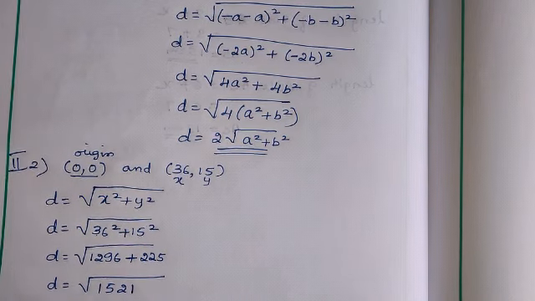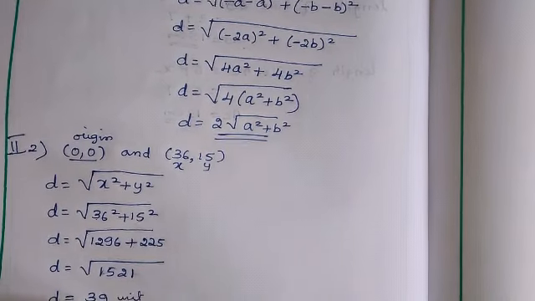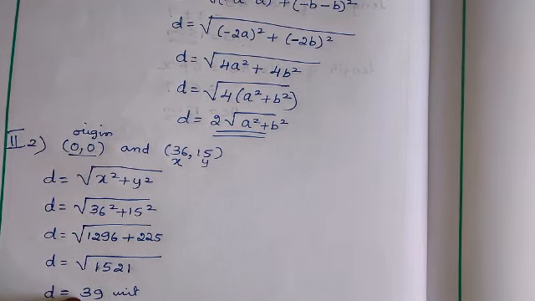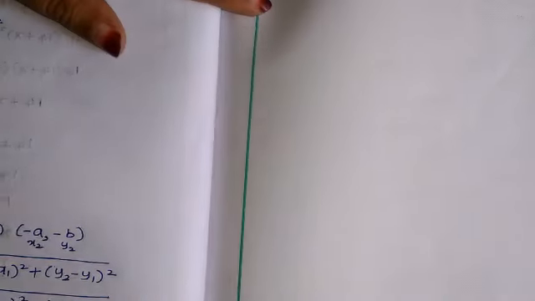So this is about the distance formula. So 39 is the square root of 1521. So this completes the second problem. Let us go for the third problem now. What does the third problem say here?